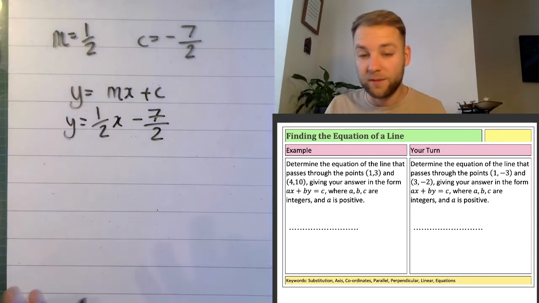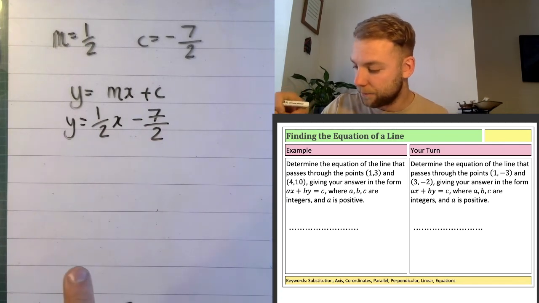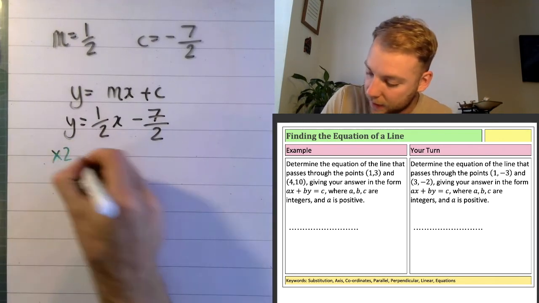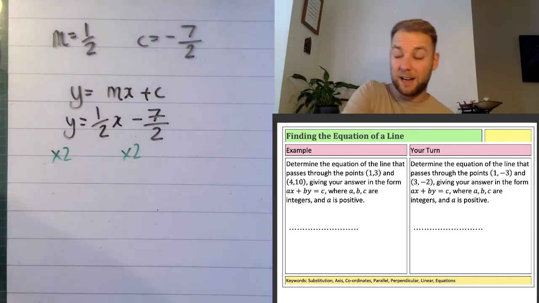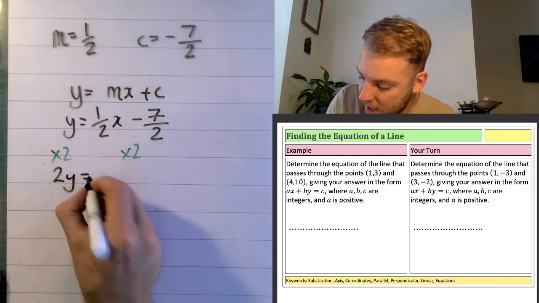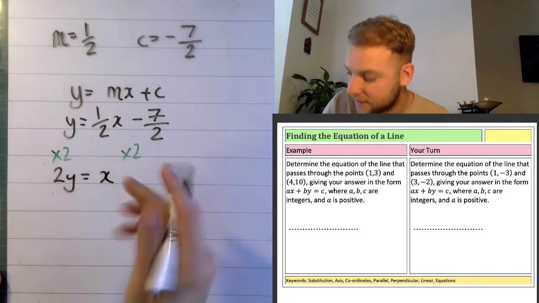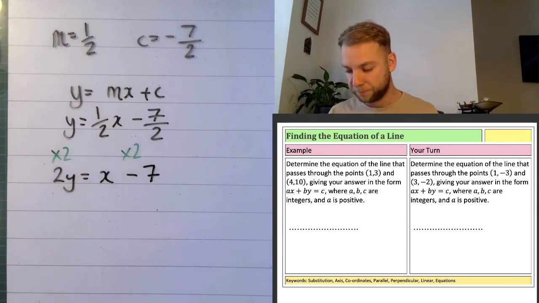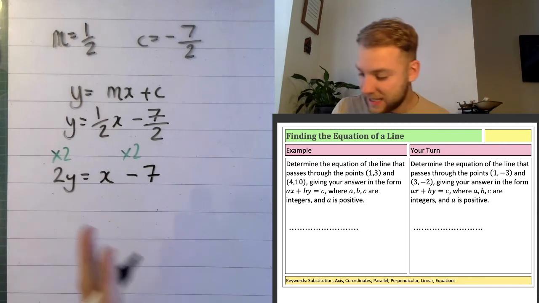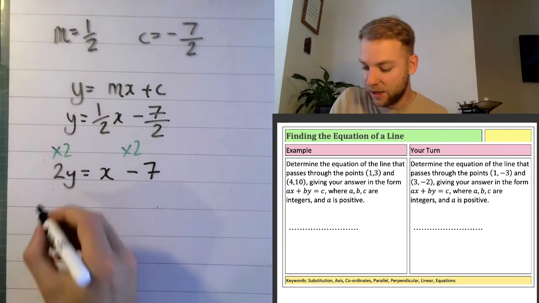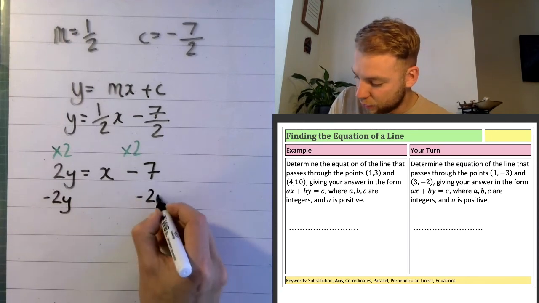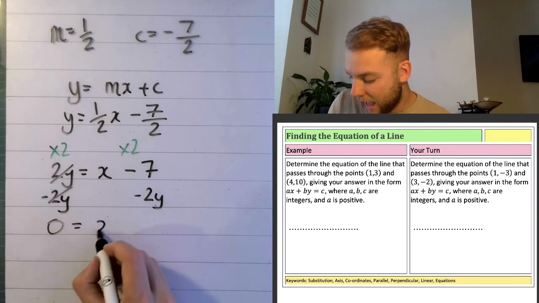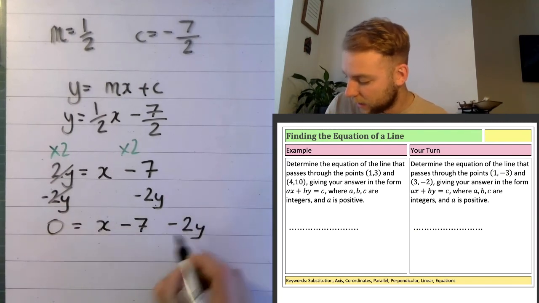Remember, the whole point of this is I don't want that fraction. So to get rid of that, I'm timesing both sides by 2, like so. If I times the left-hand side by 2, I end up with 2y. If I times a half x by 2, I'm just left with x. If I times by -7 over 2, I'm just left with -7, like so. It wants a to be positive, so I want to keep x on this side. So -2y, -2y. If I subtract 2y from this side, I'm just left with 0. So 0 is equal to x - 7 minus 2y.